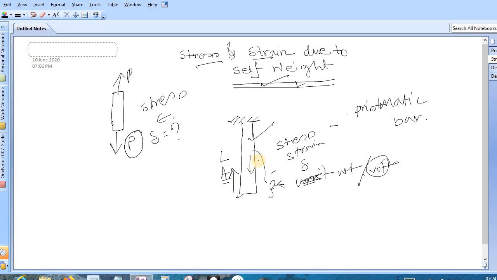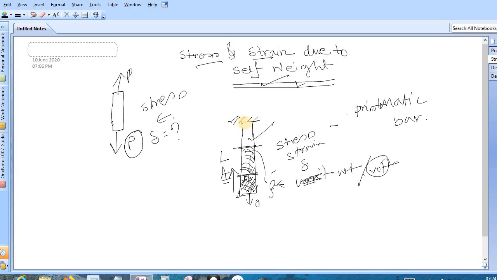Now we have to calculate what is the stress coming. So can you tell me where the stress would be maximum? Obviously here the stress, there is no load due to self weight, 0, but here there is load coming due to this portion. Again here load is coming due to all this portion.